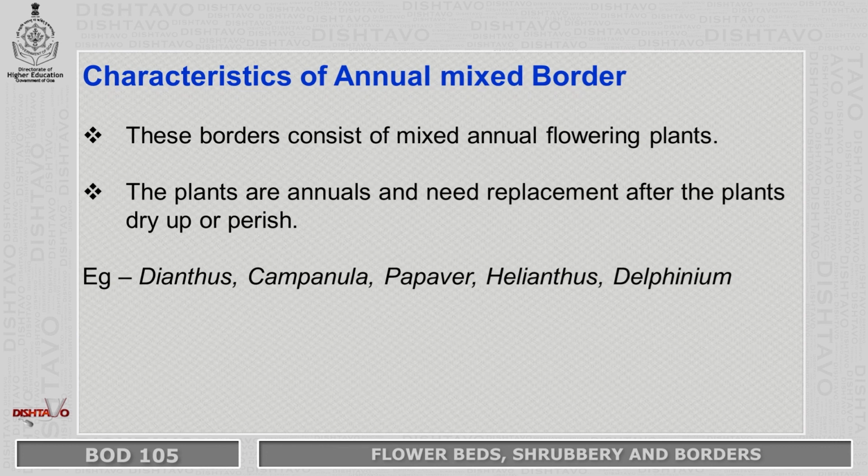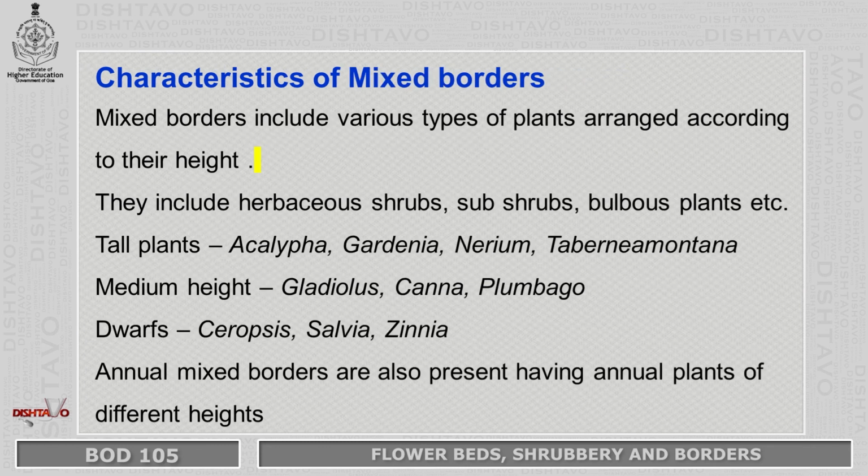Characteristics of annual borders are these borders consist of mixed annual flowering plants. The plants are annuals and need replacement after plants dry up or after they perish. Examples are Dianthus, Campanula, Pepperbird, Helianthus, Delphinium, etc. Characteristics of mixed borders. They include type of plants arranged according to their height. They include herbaceous shrubs, shrubs, bulbous plants, etc.